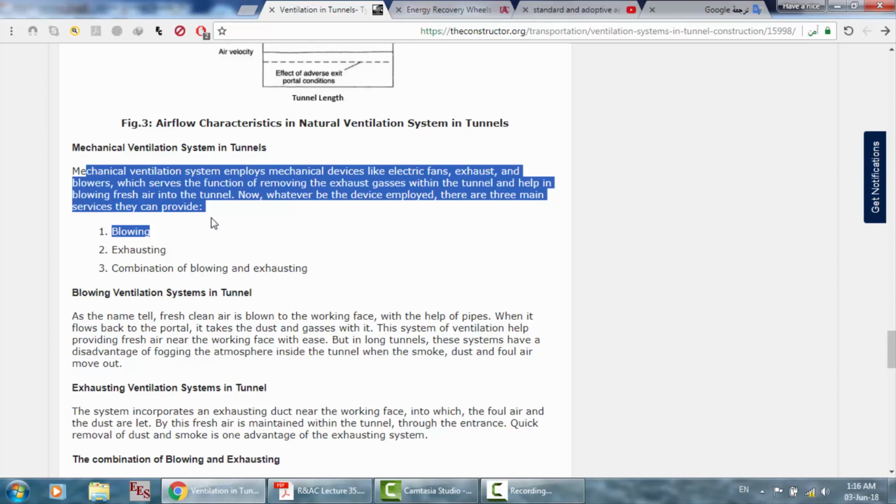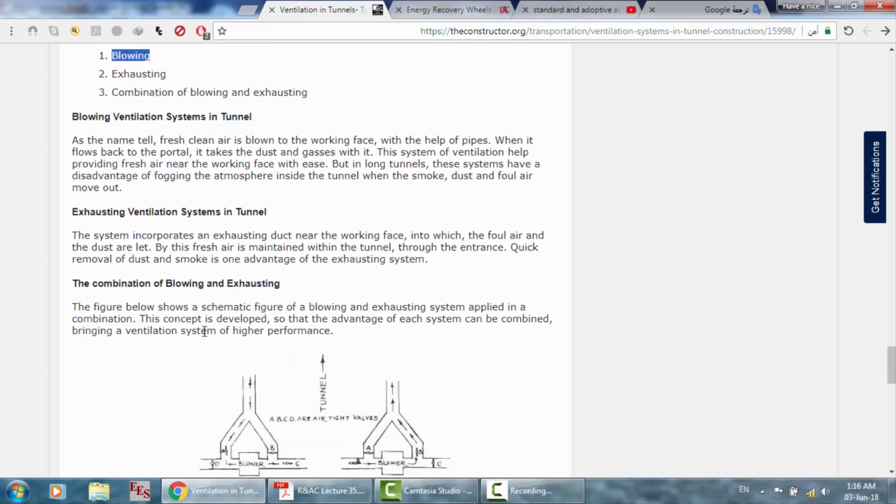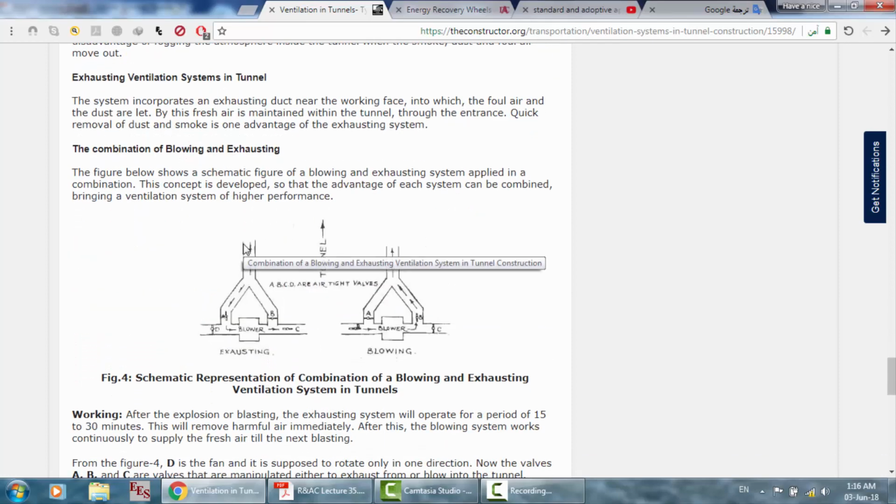Now, whatever the device employed there, there are three main services that can be provided. Okay, and here: blowing ventilation, exhausting ventilation, and the combination of blowing and exhausting. You can check out all these kinds of things by yourself also.